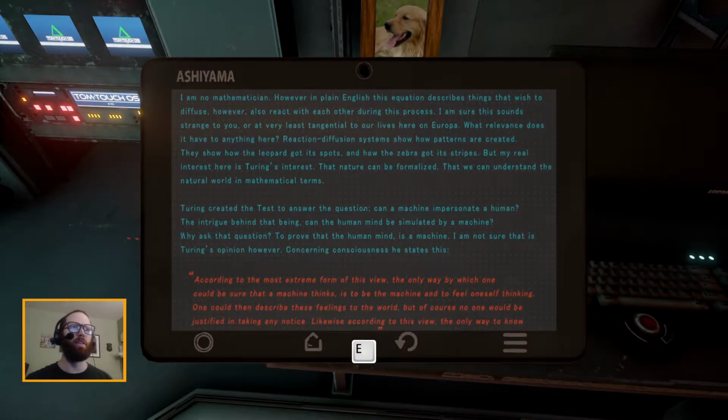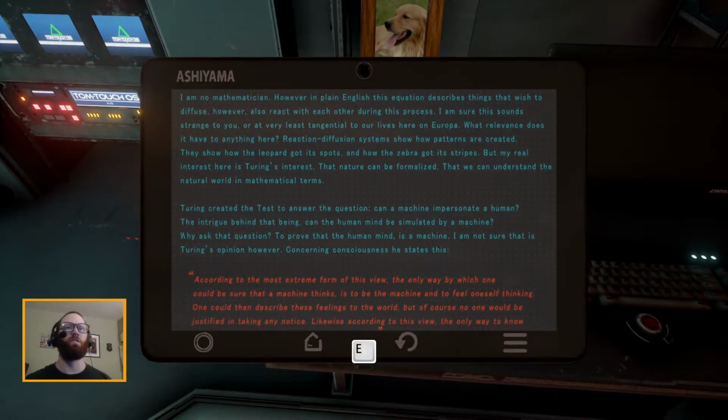Turing created the test to answer the question, can a machine impersonate a human? The intrigue behind that being, can the human mind be simulated by a machine? Why ask that question? To prove that the human mind is a machine. I am not sure that is Turing's opinion, however.